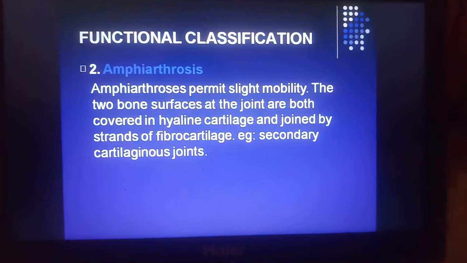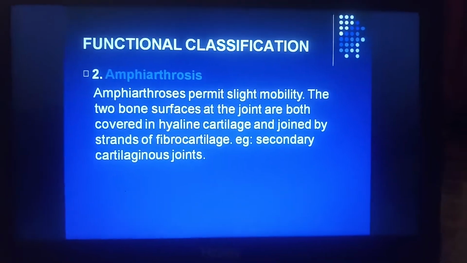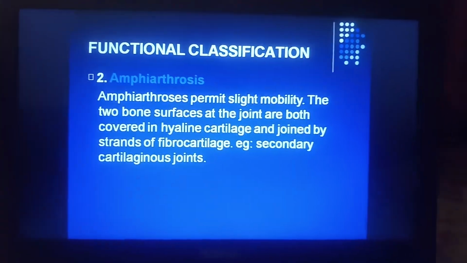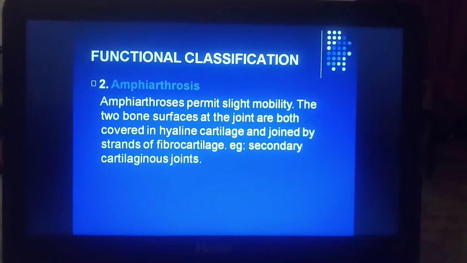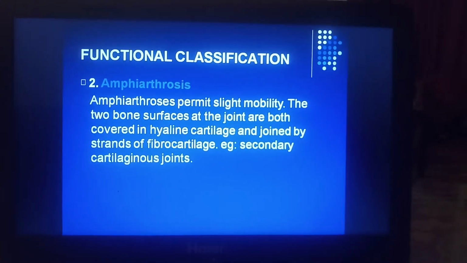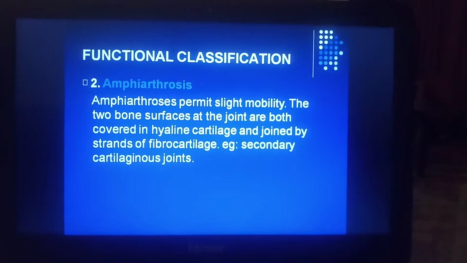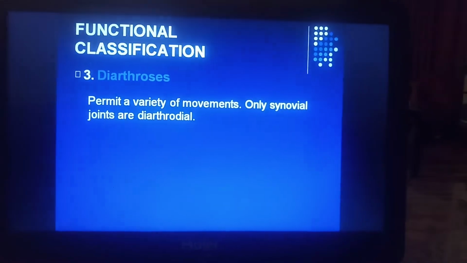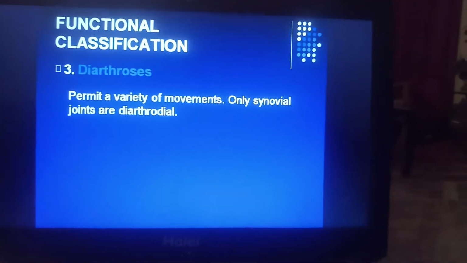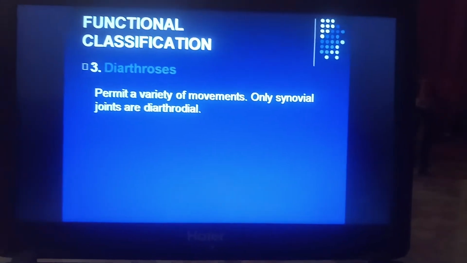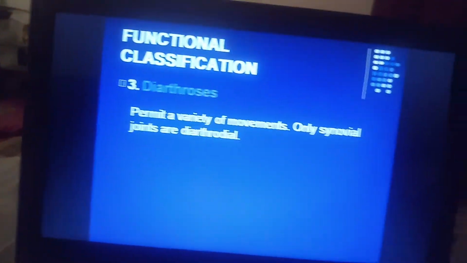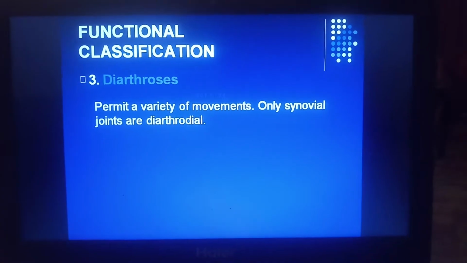The second type of functional classification of joint is the amphiarthrosis. Amphiarthrosis permits slight mobility. The two bone surfaces at the joints are both covered in hyaline cartilage and joined by strands of fibrocartilage. Their example would be the secondary cartilaginous joints. That means they have limited but slight mobility. The last type of the functional classification is the diarthrosis. They will permit a variety of movements. And you know which joint will come under this type? Yes, synovial joints. Synovial joints are of the diarthrodial variety.